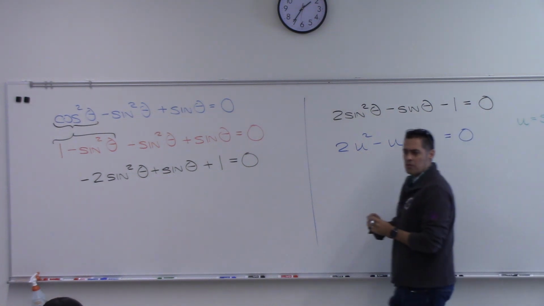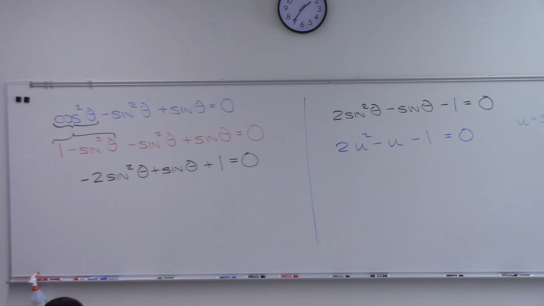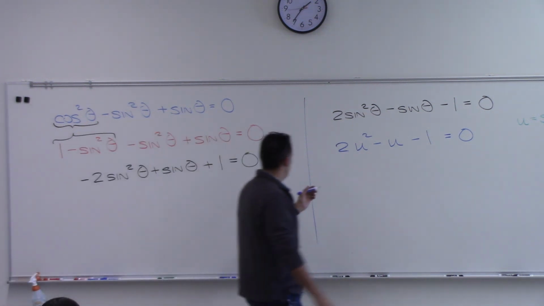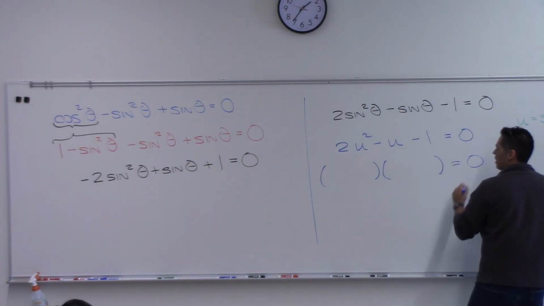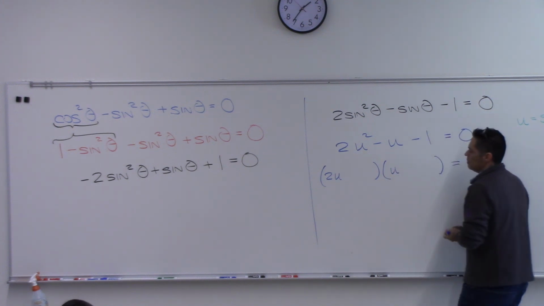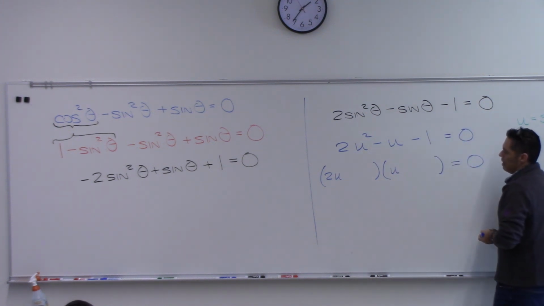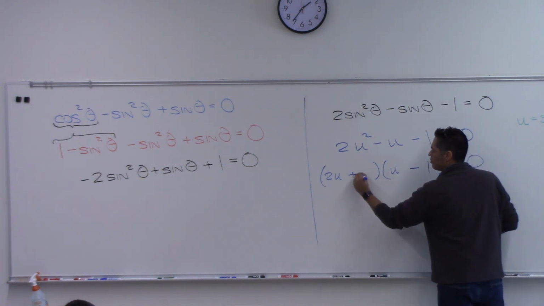Now that is a quadratic, which I hope you're semi-comfortable with in terms of factoring. If you can't factor, you have to use the quadratic formula. But hopefully this is factorable. Is it? Should be. Let's see. I would need 2u here. I would need a u here. I need to get a -1 in the middle, so I'm putting -1 here, plus 1 here.